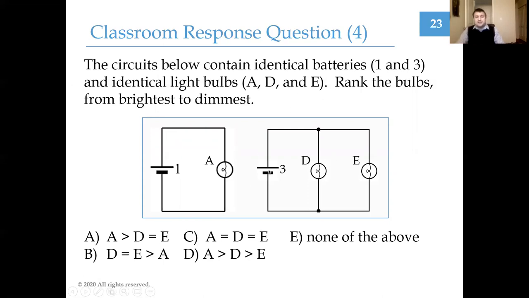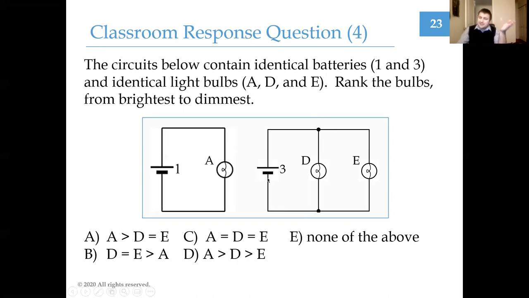So now we have an electron that leaves battery 3. It hits the junction and it must make a choice. All right, we're not going to admit any quantum mechanical can-take-both-paths-simultaneously shenanigans here. It must pick which of the two paths it is going to take. And I'm anthropomorphizing, of course, but just bear with me. So this electron could pick and it could say, all right, I'm going to travel down, go through bulb D, and return to the battery.